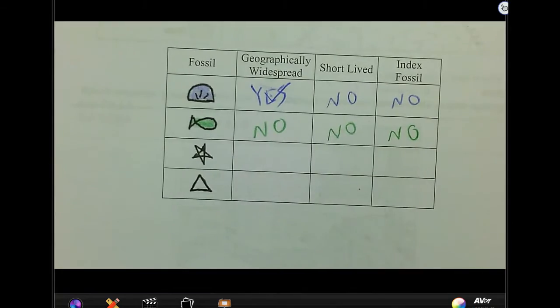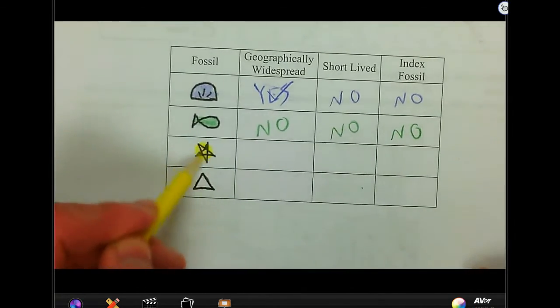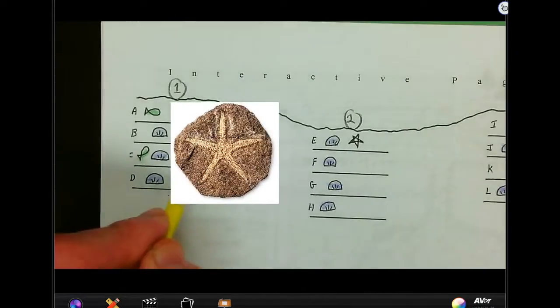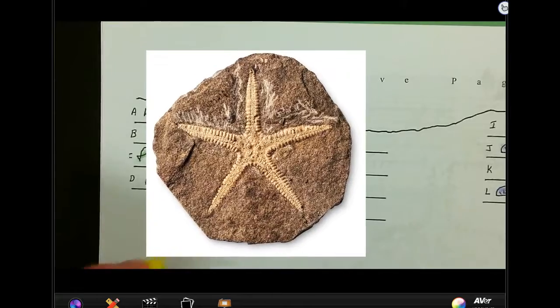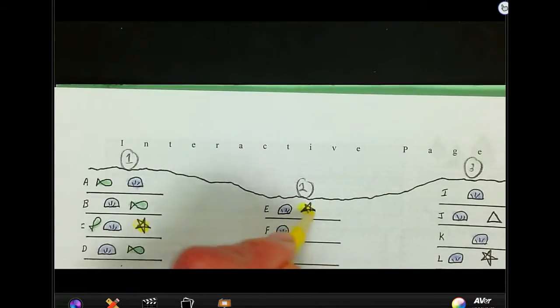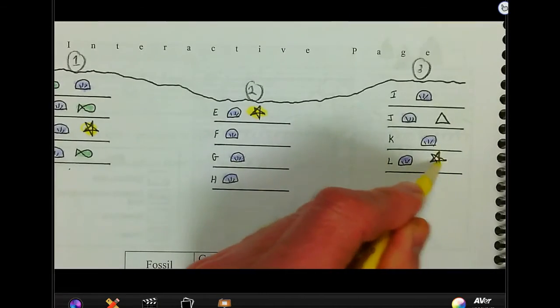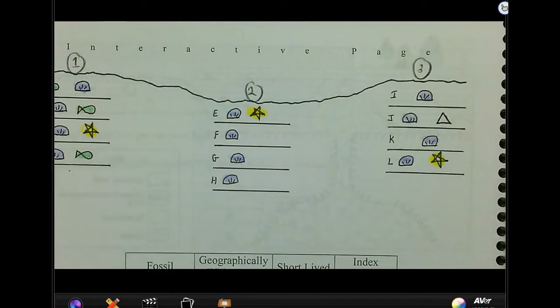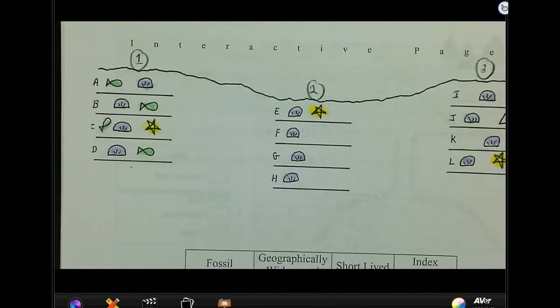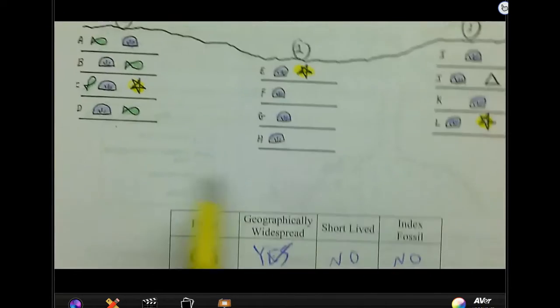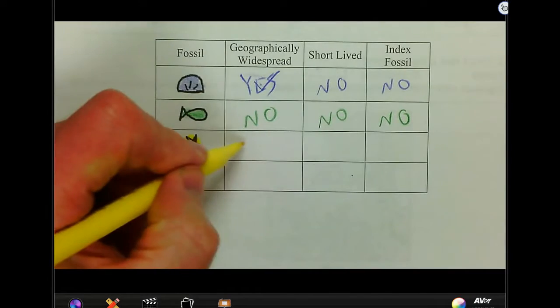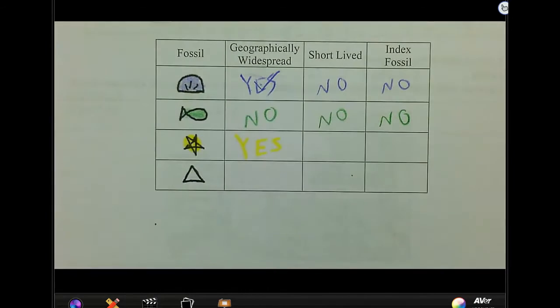All right, let's move on and check out the starfish. So here's our starfish. We find a starfish here. We find a starfish here. And we find a starfish there. All right, is the starfish geographically widespread? Yeah, it's found at locations 1, 2, and 3. We find it in all of those. So geographically widespread, yes, it is.